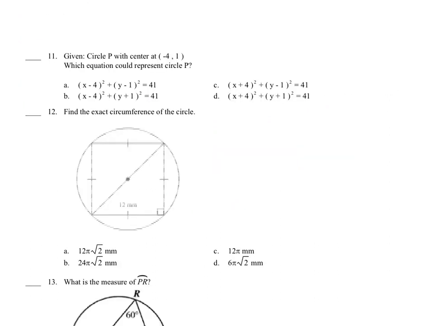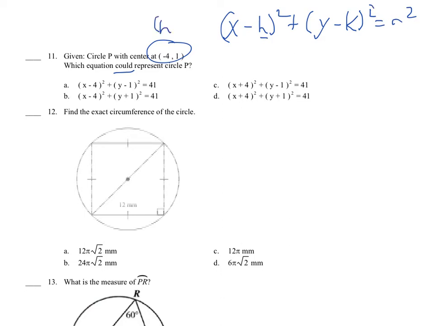Okay, so here we have, this is actually a good question. Well, actually, we're just turning this into an equation given the center. We don't have the radius, which is why it says which equation could represent it. So we do know that the formula is x minus h squared plus y minus k squared equals the radius squared. The h is the x coordinate of your center, the k is the y coordinate of your center.